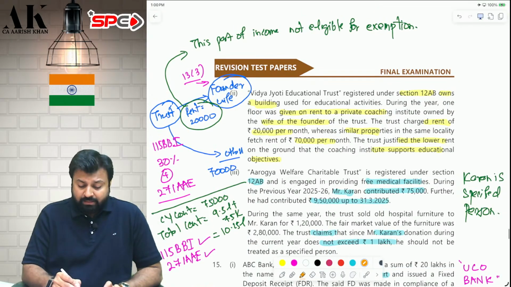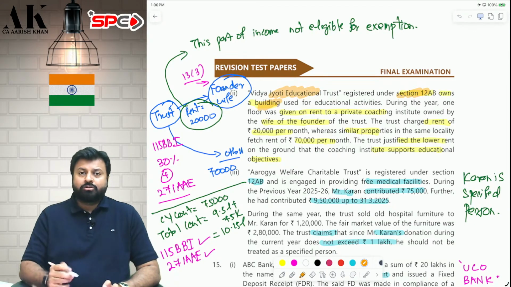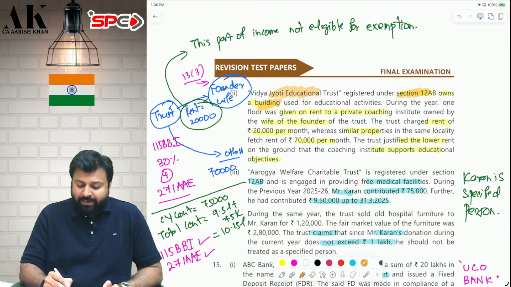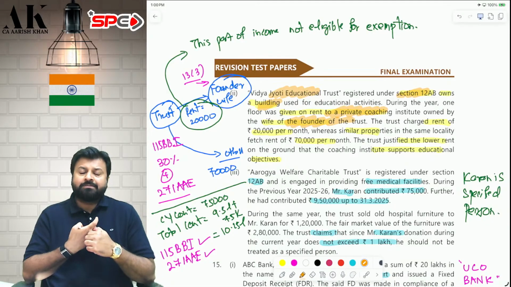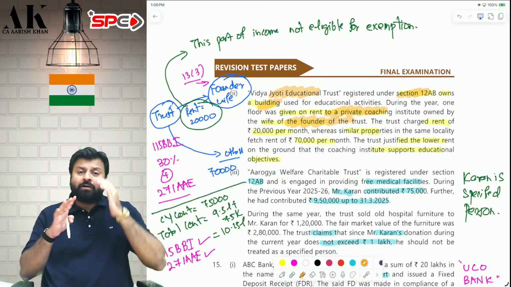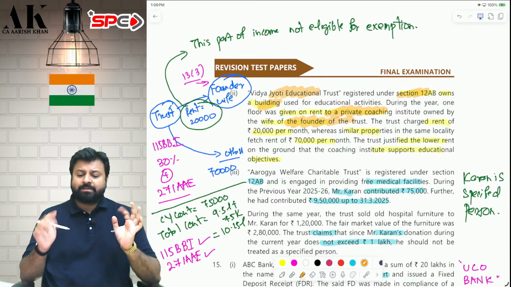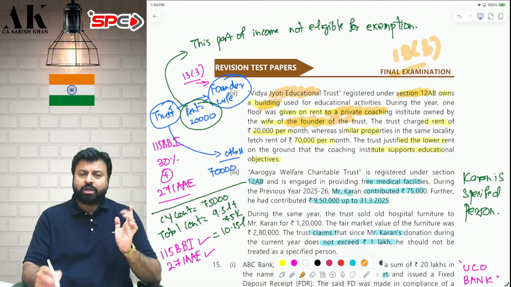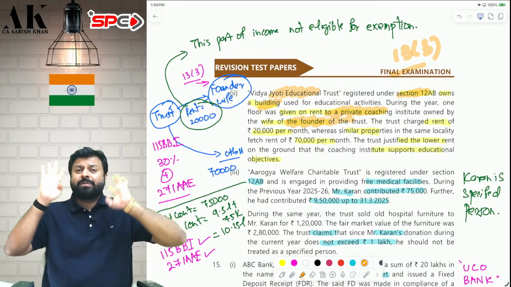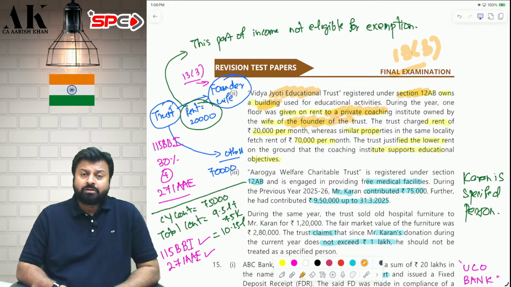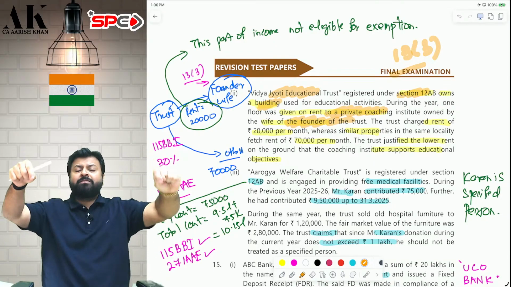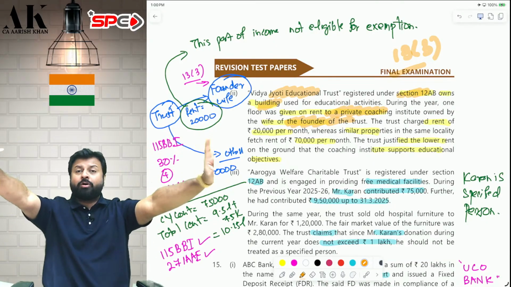Next trust, Jyoti Vidya Jyoti Educational Trust, registered under 12AB. The trust owns a building. Now they are giving this building on rent to a private coaching institute, which is owned by the wife of the founder of the trust. Now, the wife of the founder of the trust is considered to be a specified person under section 13(3). You cannot give unreasonable benefit to a specified person. So, if you are giving that building on rent to the wife of the founder, it is okay. There is nothing wrong, but give at market value.